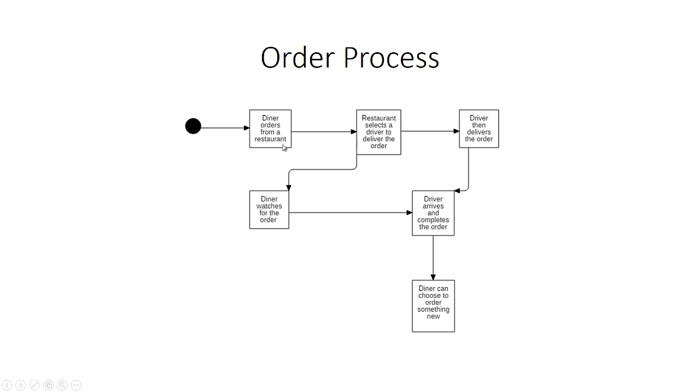Starting off, the diner orders from a restaurant, and then the restaurant selects a driver to deliver the order. Over here, the diner watches for the order and waits. The restaurant selects the driver, and then the driver delivers the order to the location. When the driver arrives and completes the order, the diner can continue to do something else or close the app, and the driver can go on to do other things.